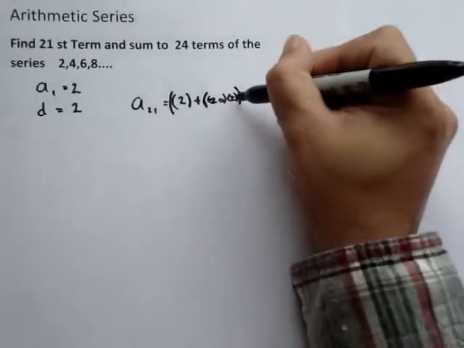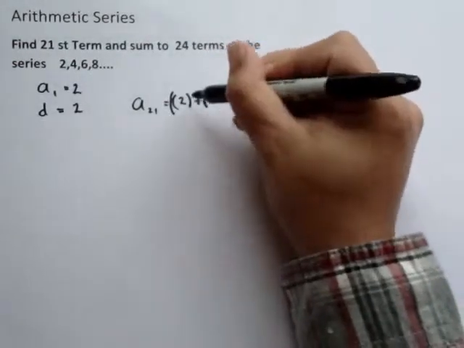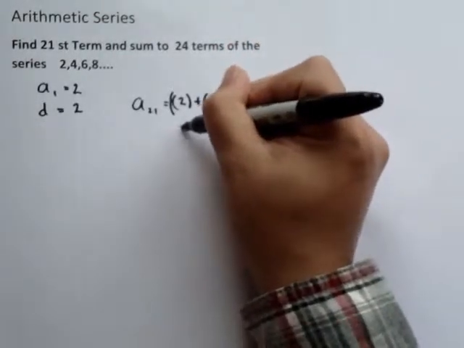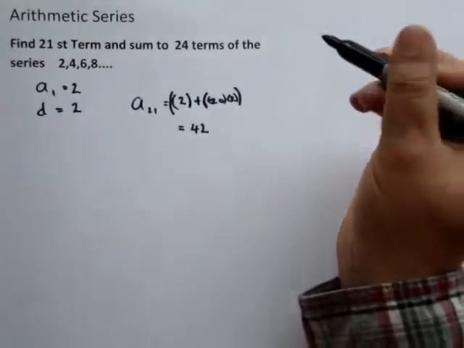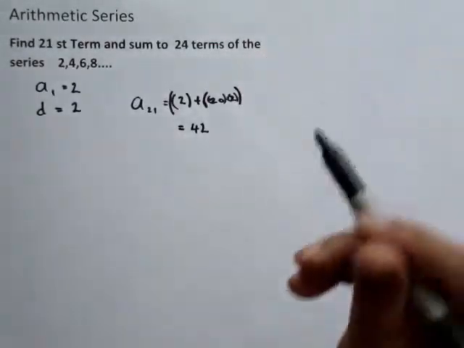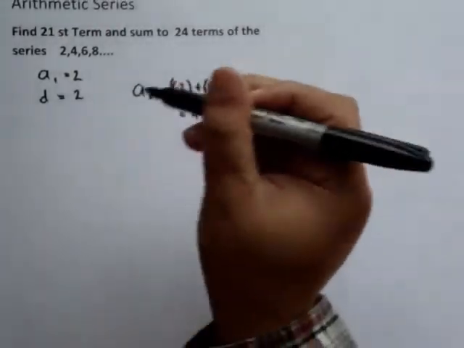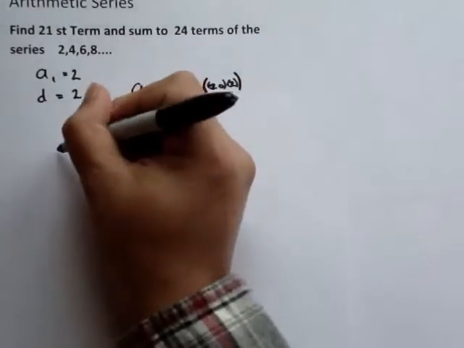So 20 times 2 is 40, plus 2 is 42. So our 21st term is 42. Now let's have a look at our sum of terms to the 24th term.